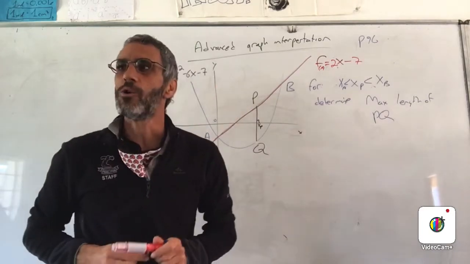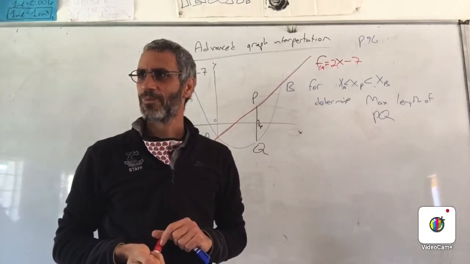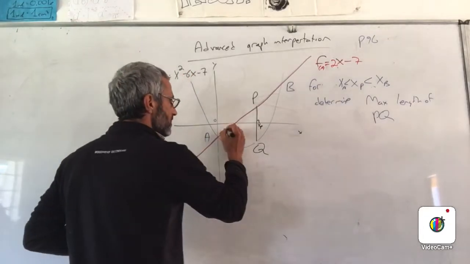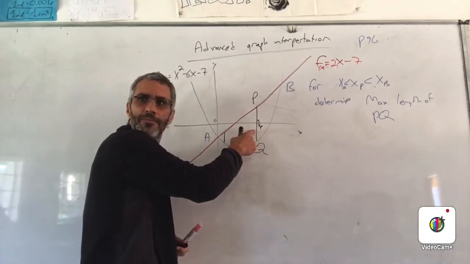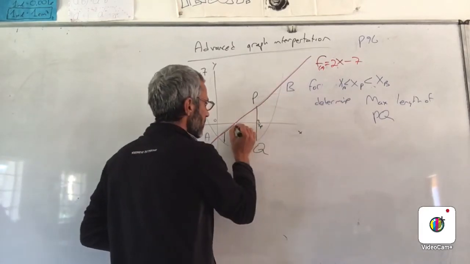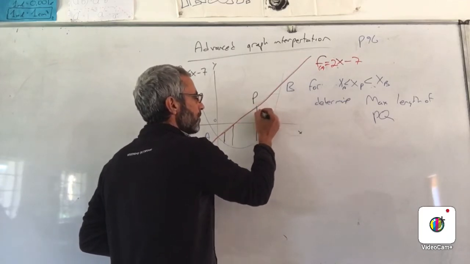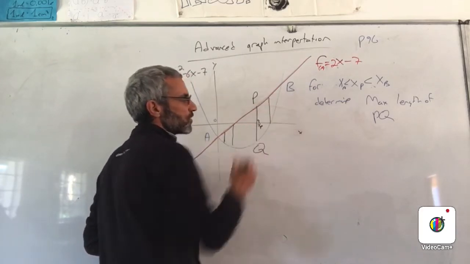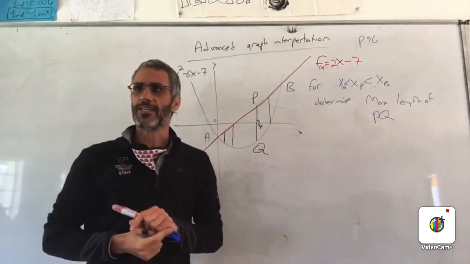What we're looking for is, what's the maximum length of this line? Can you see that if I draw this line here, it is shorter than that? If I move a little bit, it gets bigger, bigger, bigger. And if I move past this point, it's going to start getting smaller. So I'm looking for the maximum it can take.